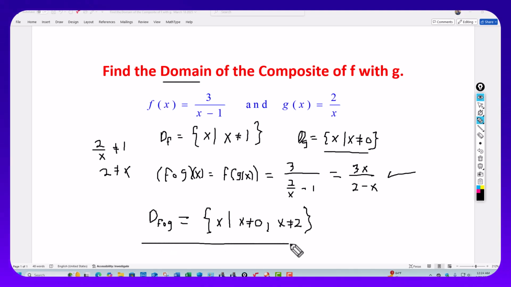So the domain of the composition function, or the domain of the composite function of f with g, is all real numbers except 0 and 2. x cannot be 0. x cannot be 2. This is your domain for the composite function of f with g.